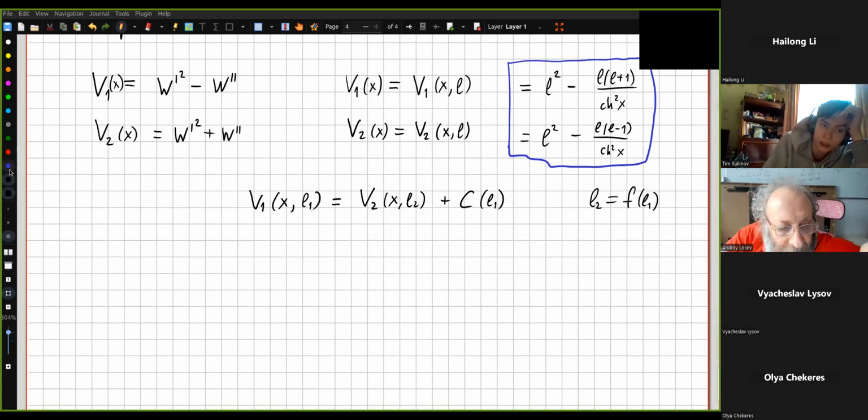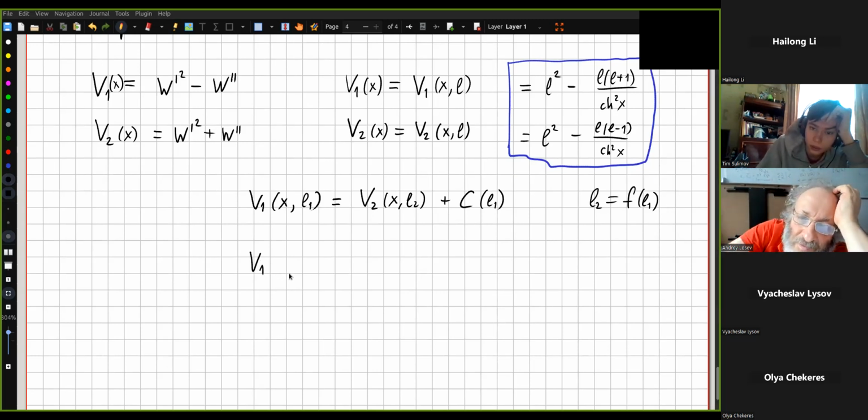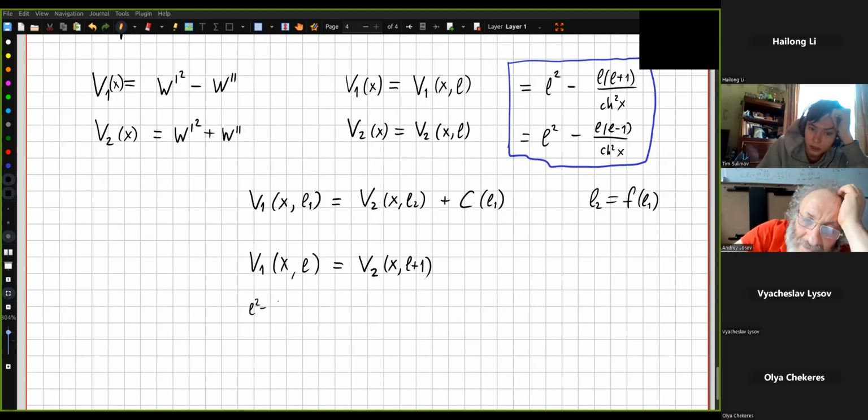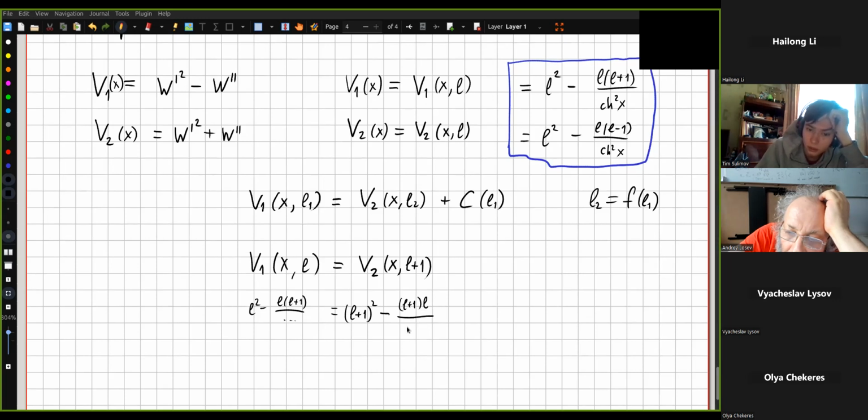So in this particular case, we can see that V1 of, say, x and L is the same as V2 of x and L plus 1, because this is L squared minus L plus 1 over, and this is, well, I haven't finished this formula yet, and this is L plus 1 squared minus L plus 1 times L plus 1 minus 1, so it's just L, so it's the same constant.